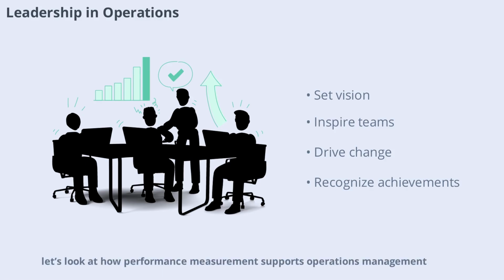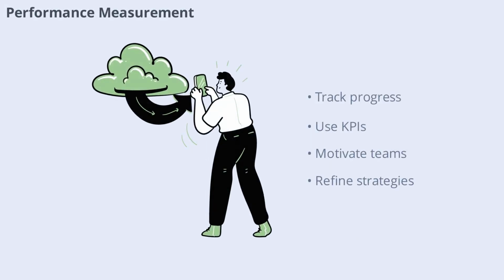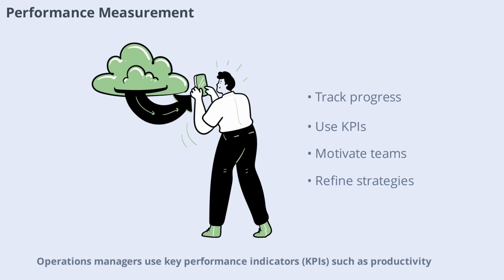Now let's look at how performance measurement supports operations management. Measuring performance is essential to track progress and identify areas for improvement. Operations managers use key performance indicators, KPIs, such as productivity, quality, and customer satisfaction to evaluate success.